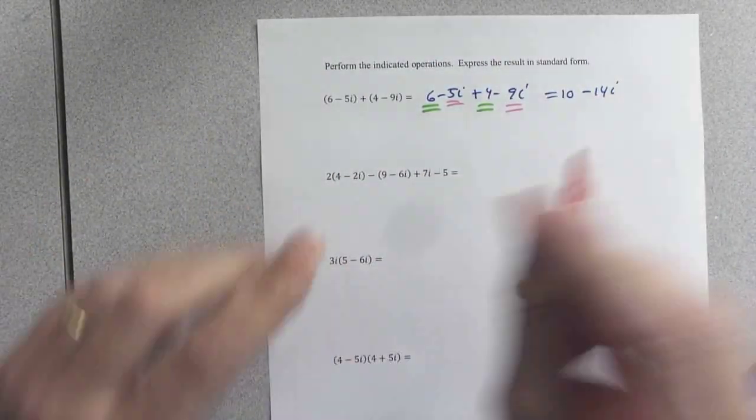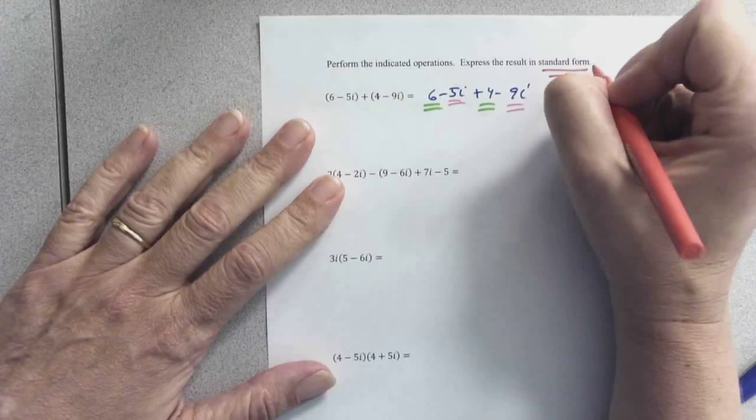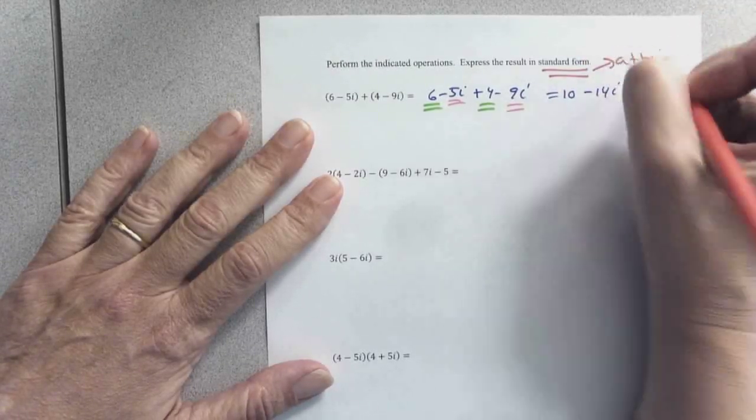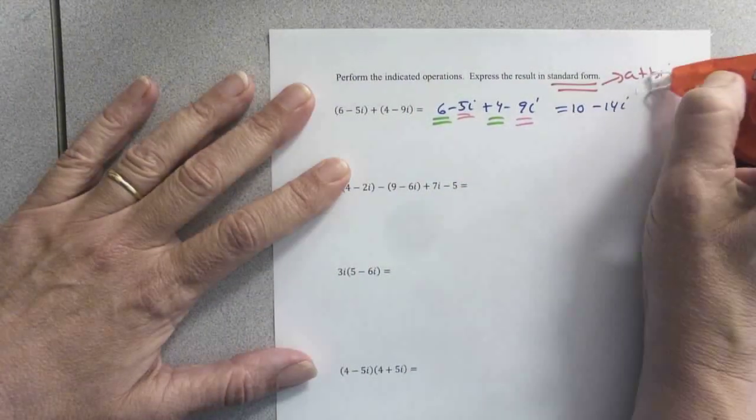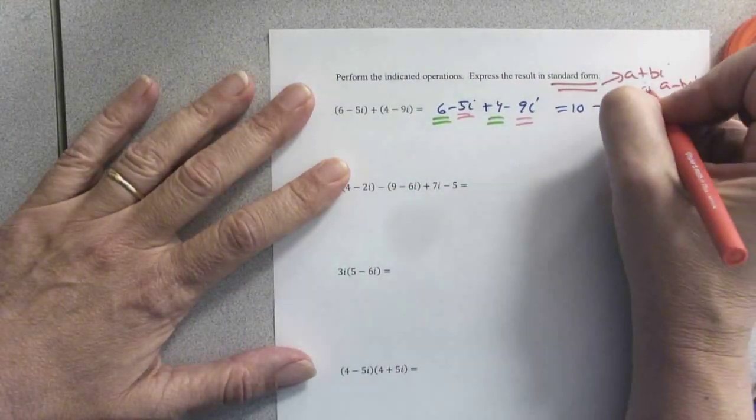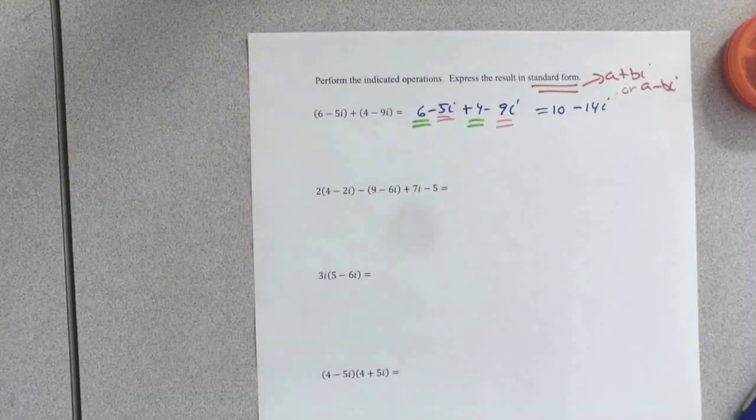Now, express in standard form. That means a plus bi or a minus bi is what standard form means. And now, while I won't be particularly picky, I just want a right answer on these guys. If the computer says standard form, you give it standard form. If you permute those two and say -14i plus 10, the computer will count it wrong. So standard form, you put the real number first, the imaginary number second.